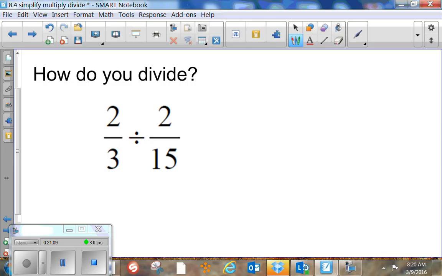I called it same, change when I did 7th grade. We keep the first number the same, and then we change to multiplication, and we change or flip the second number. So, remember to do this? 2/3. Change it to multiplication, flip the second number. Same, change.